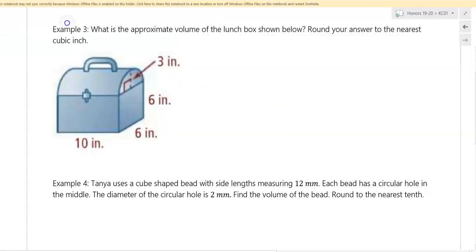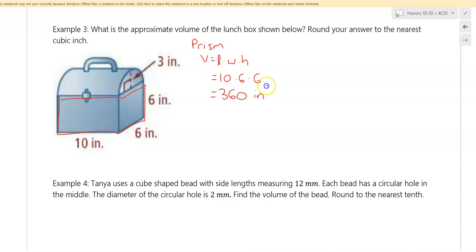What is the approximate volume of the lunchbox shown below? Well, I have this prism on the bottom. So the prism volume equals length times width times height, which is 10 times 6 times 6, which is 360 inches cubed.